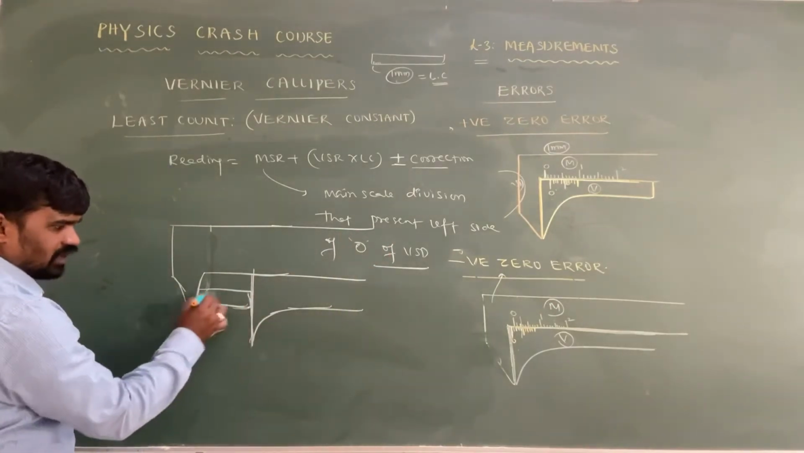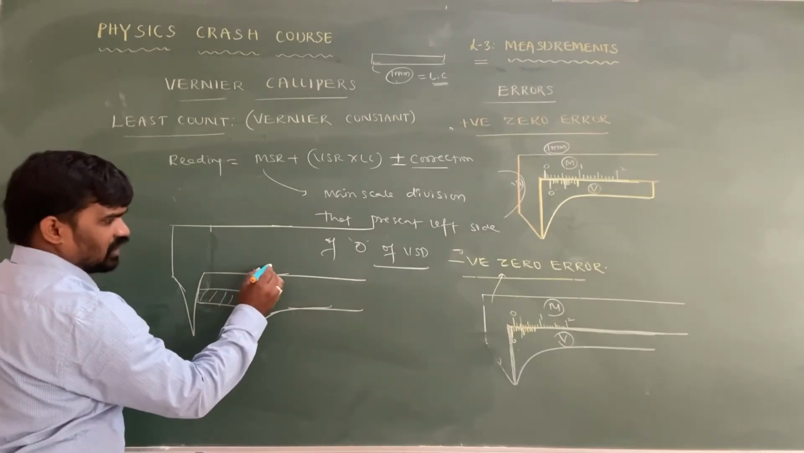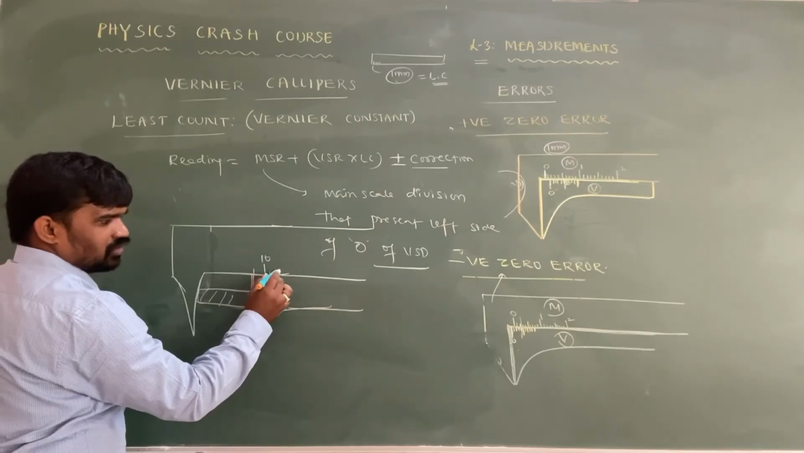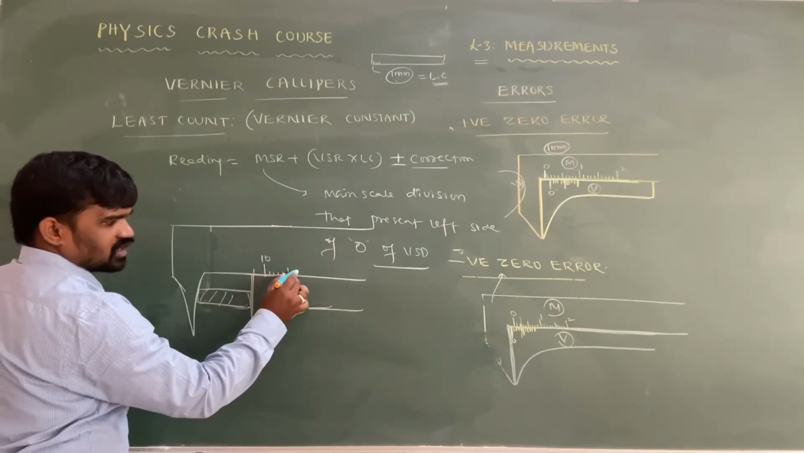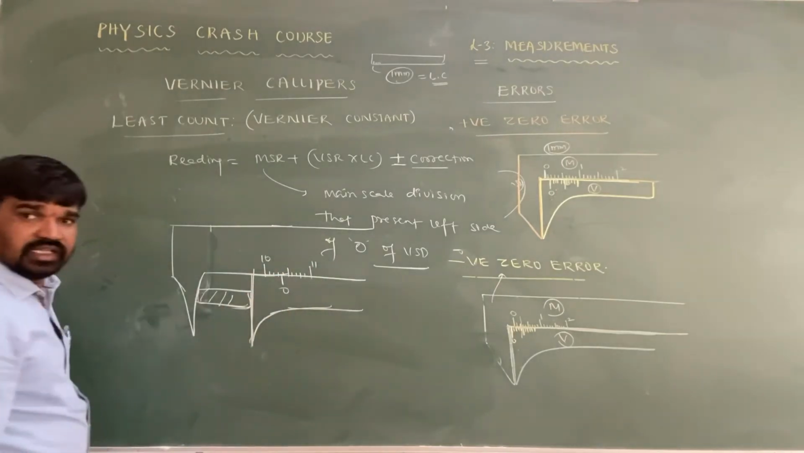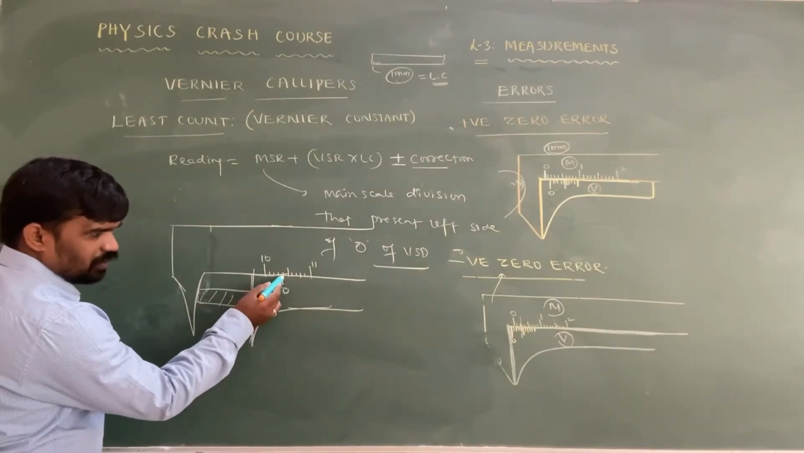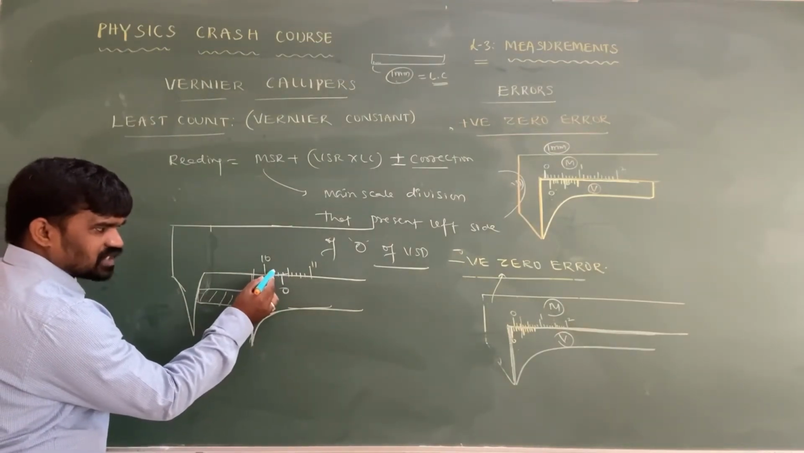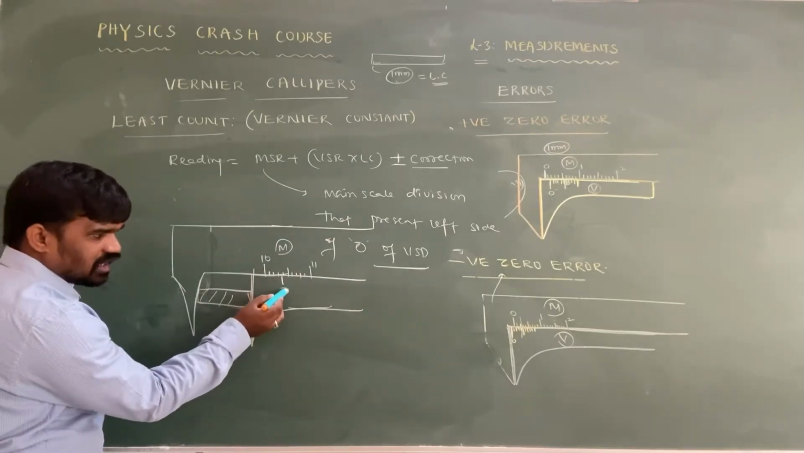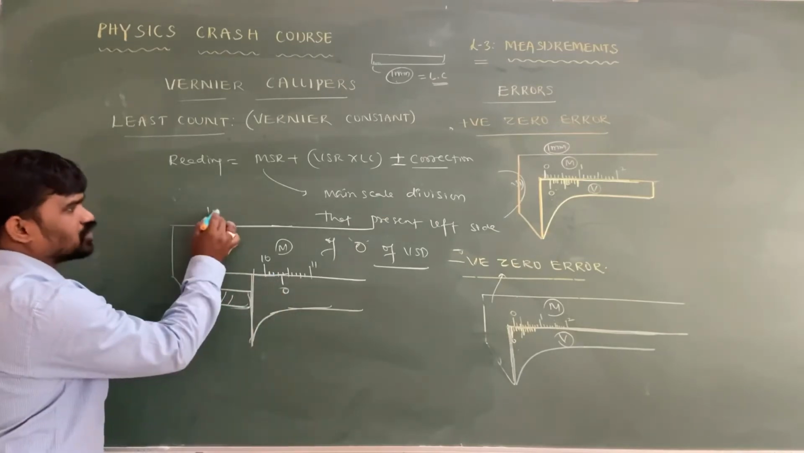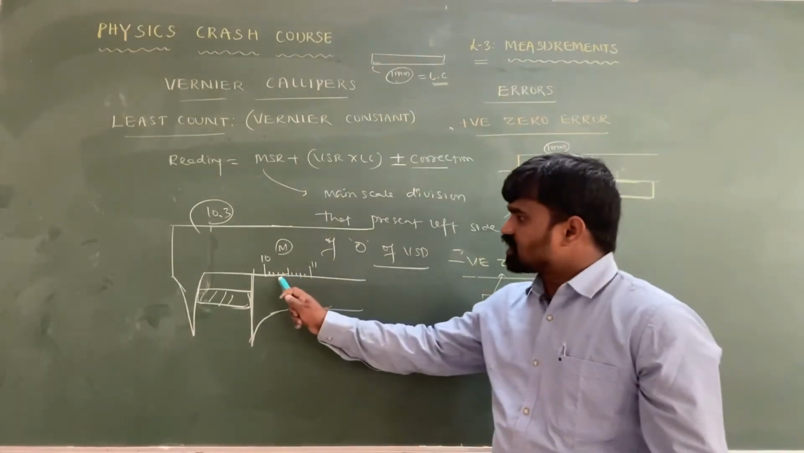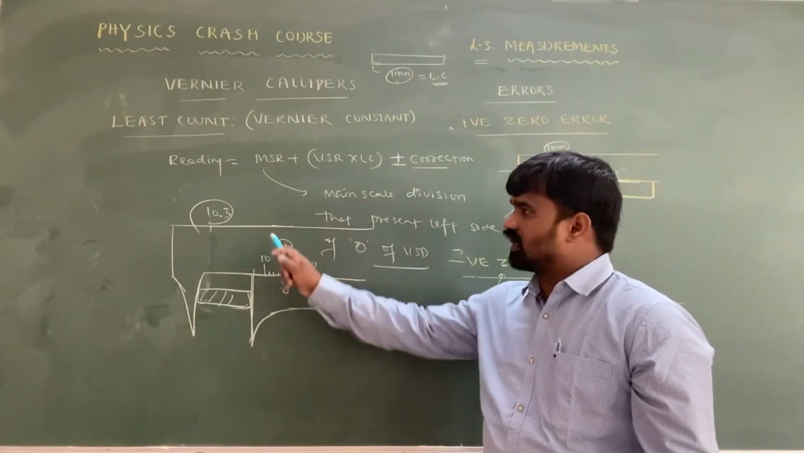For suppose, just imagine, here we have 10, 10.1, 10.2, 10.3, 10.4, 10.5, 10.6, 10.7, 10.8, 10.9, 11. Where the 0 of the vernier scale is here. What is the preceding value of the main scale for the 0 of the vernier scale? 10.3. So MSR is equal to 10.3. So always you are supposed to take the preceding value of the 0 of the vernier scale as the MSR.